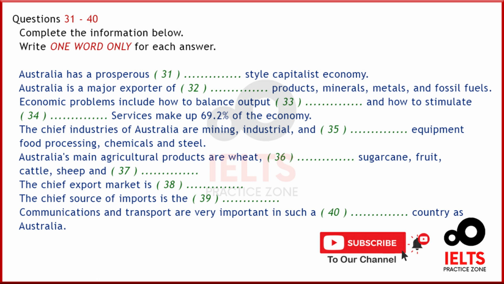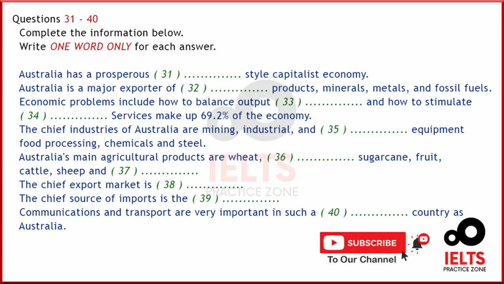What are the chief industries of Australia? They are mining, industrial, and transport equipment, food processing, chemicals, and steel. What are Australia's main agricultural products? They are wheat, barley, sugarcane, fruit, cattle, sheep, and poultry.